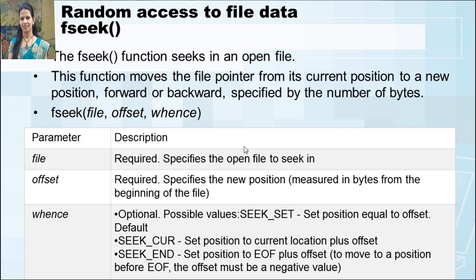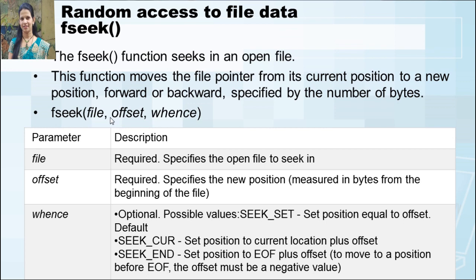So what is the use of this function? It moves the file pointer from its current position to a new position, forward or backward, specified by the number of bytes. What is the syntax? fseek, file, offset, and whence. File means you need to provide the file.